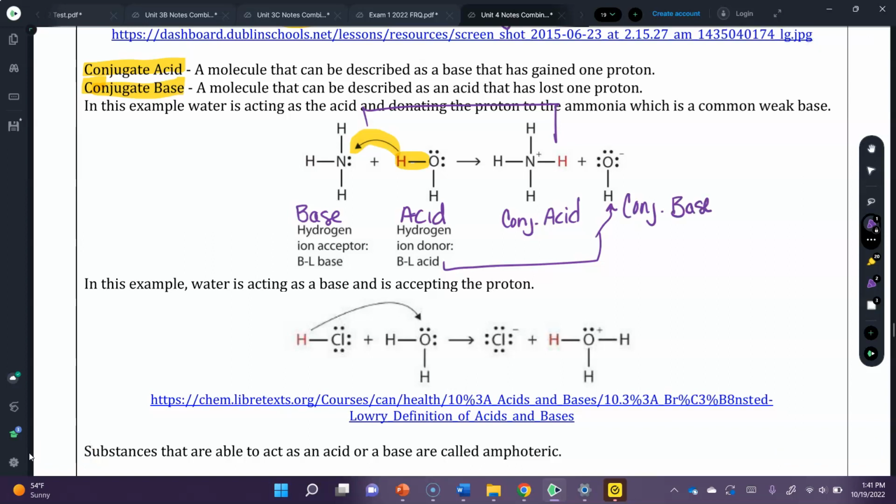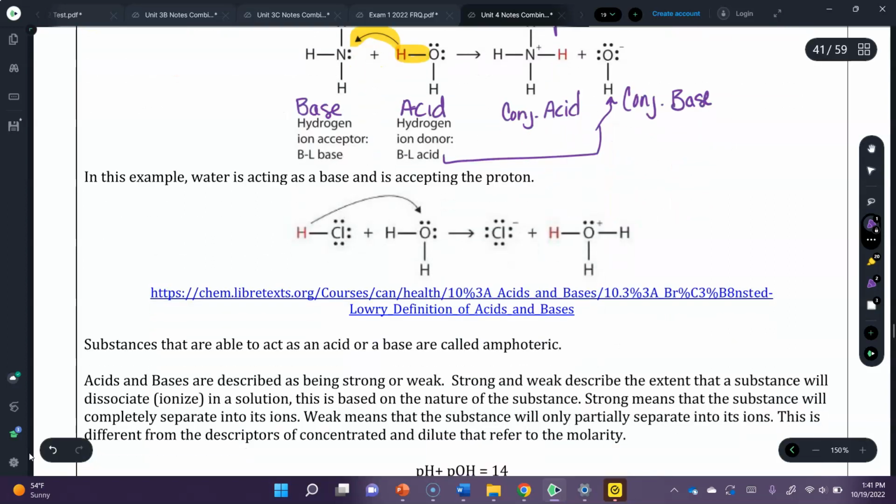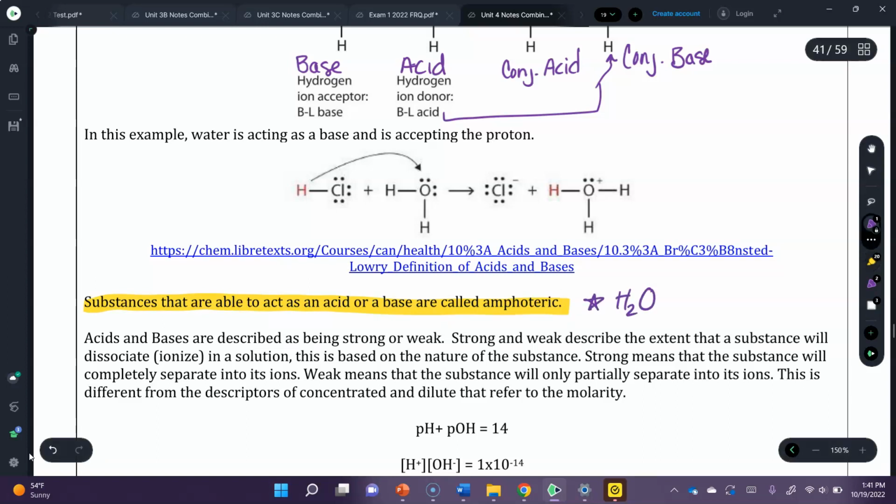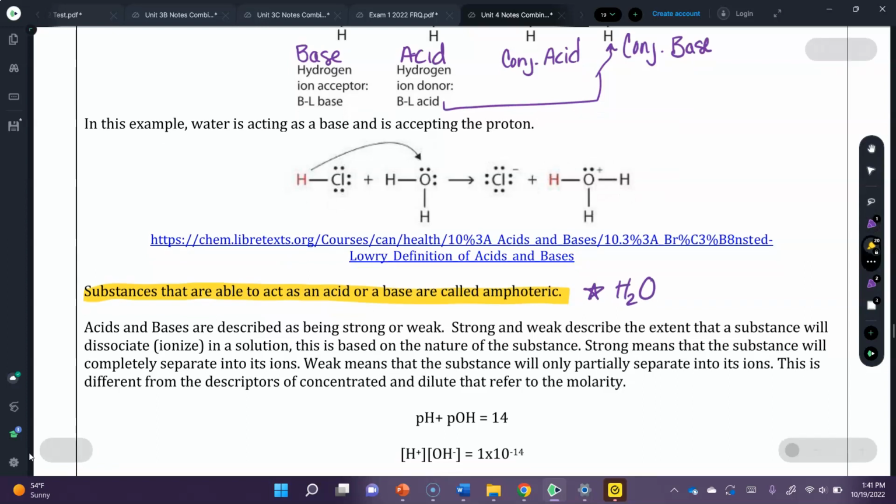If we look at our next example, we see a more detailed version of the image that was shown prior, where water is acting as a base and is accepting the proton. And as mentioned prior, substances that are able to act as acids or bases are called amphoteric. Water is a big amphoteric molecule, able to accept and donate protons.